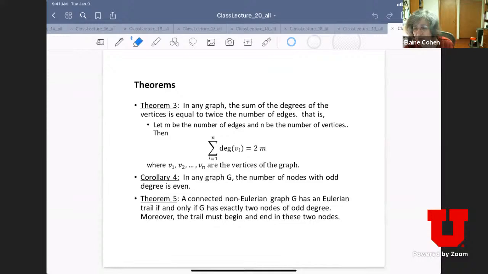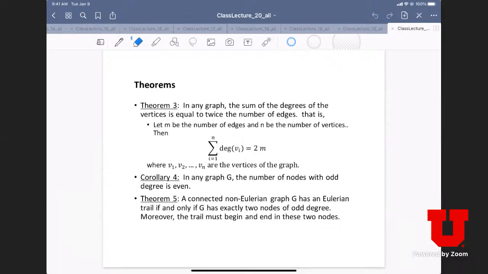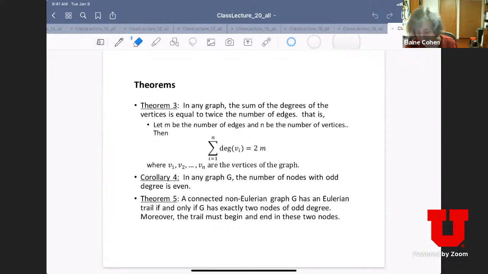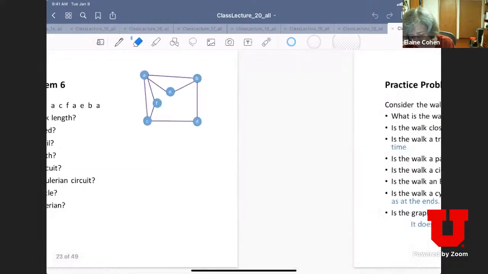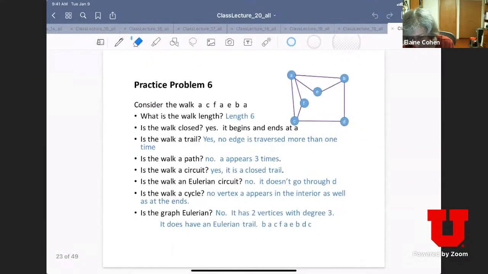I don't know what equal/equal means. Oh, that means not equal. Ah, you're clever. Very good. Okay. Yes. Okay, good. All right. So that's practice problem 6.